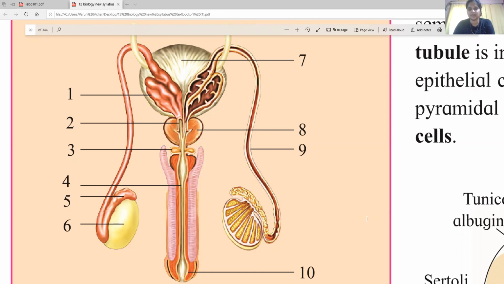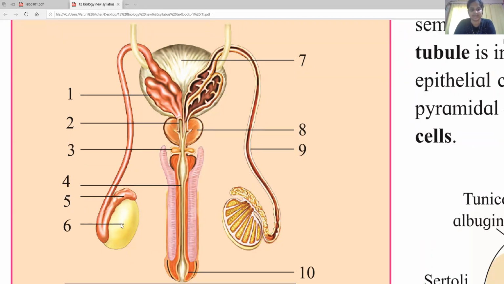So the very first thing of utmost importance in any reproductive system, be it male or female, is the primary sexual organs. The primary sexual organs are those organs where the sperm, or the gamete, is going to be produced. So the gamete will be produced here in number 6, that is the testis. In singular we write it as testis, and plurally we write it as testes. Those are the names.